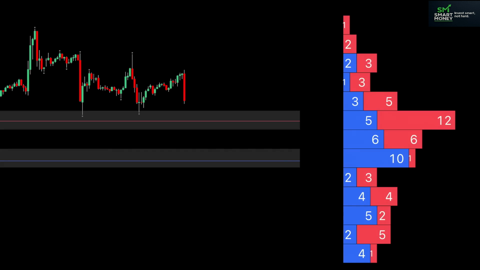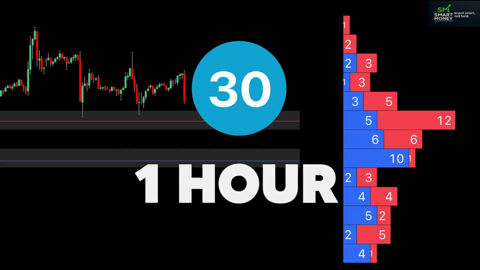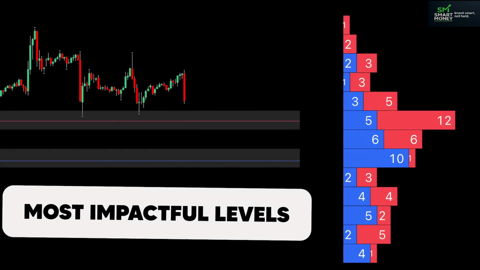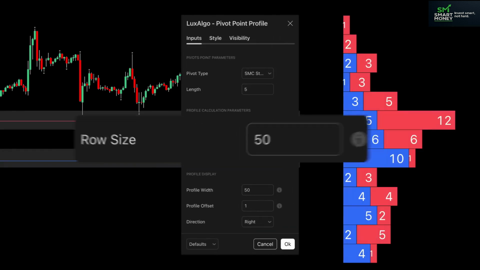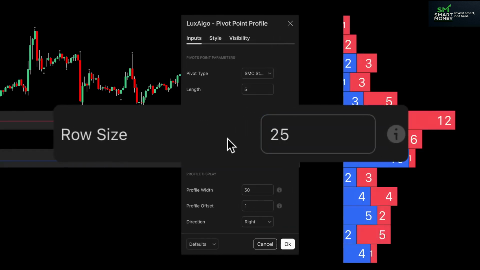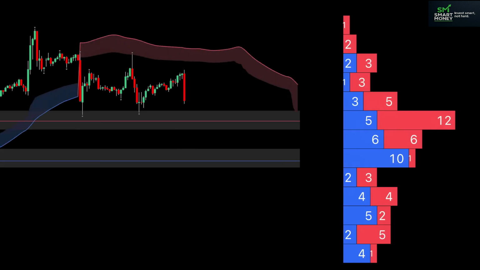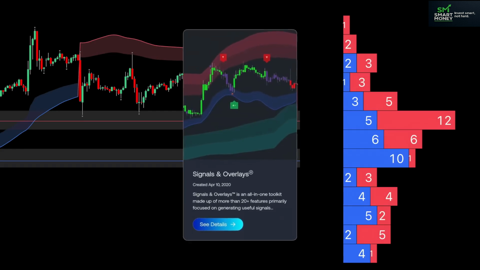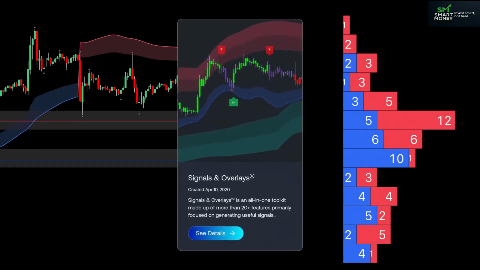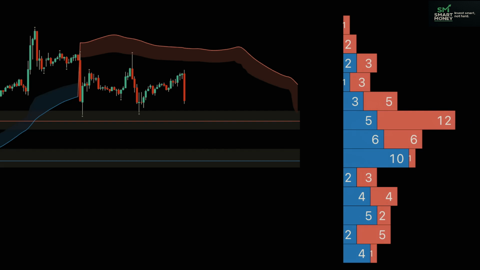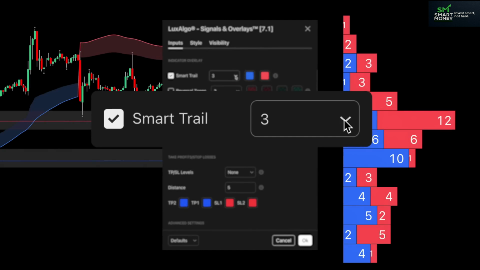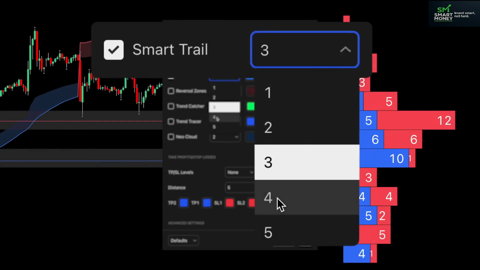Let's walk through an example using the US 30 on the 1-hour time frame. Our goal here is to identify the most impactful levels. So the first thing we'll do is reduce the row size to 25 in the settings. This filters out noise and highlights only the most significant zones. Next, we'll add a secondary condition to help time our entry. For this, we're using the LuxAlgo Signals and Overlays Smart Trail feature. This tool is excellent for identifying reaction zones that complement the pivot levels. We'll increase its sensitivity to 4, which helps isolate higher probability zones.